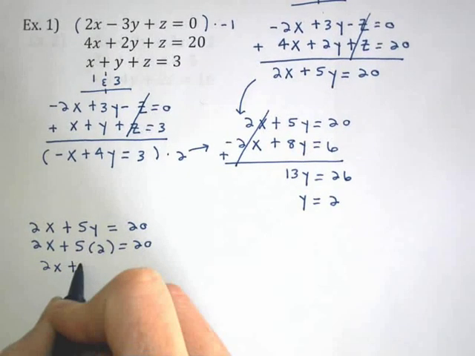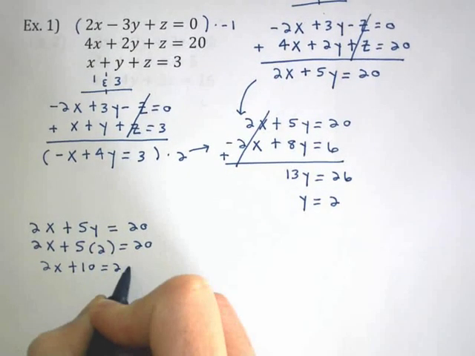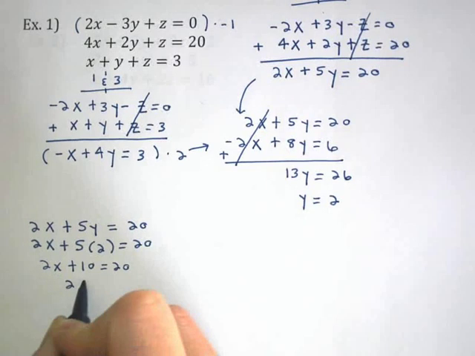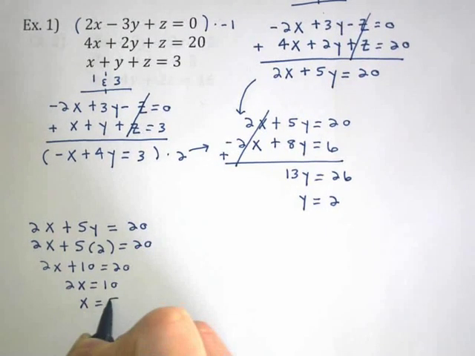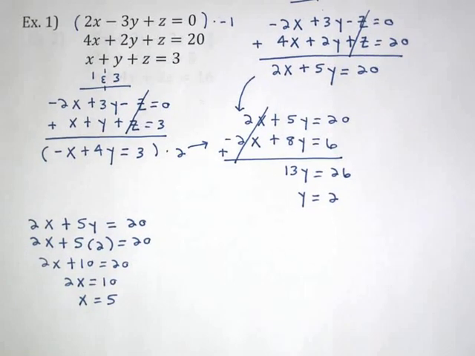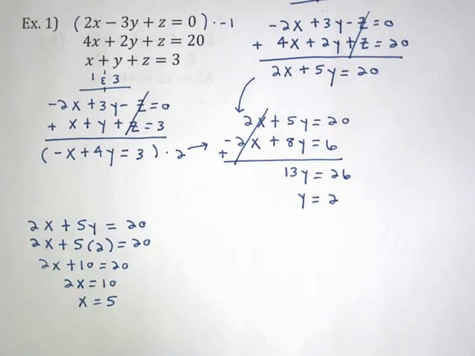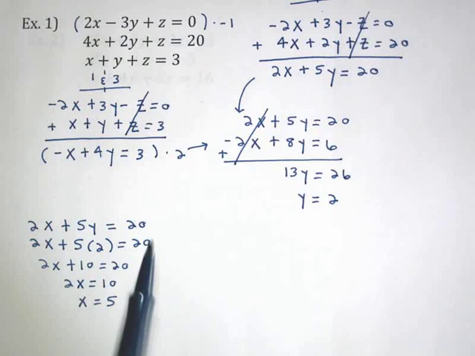Okay, so we get 2x plus 10 equals 20, which means 2x equals 10, so x is 5. And just like that, that was pretty simple once I realized what I should do. It's pretty simple to find the second part of my answer. And now we just have one more thing to find, and we need to find z.